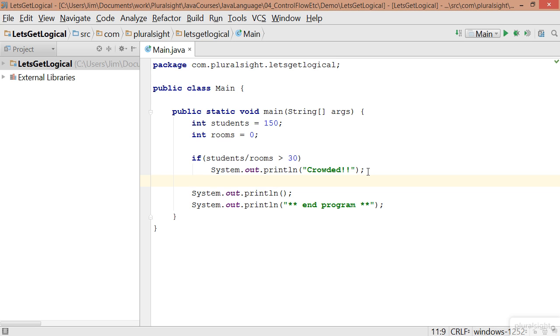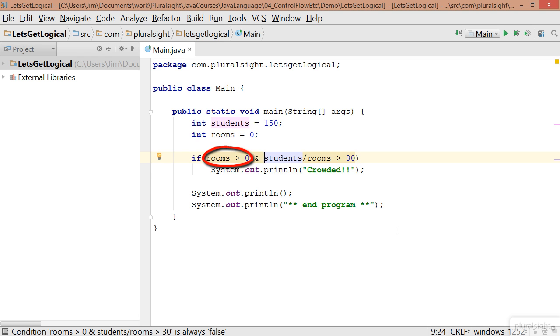So what I really want to say is, if rooms is greater than 0 and students divided by rooms is greater than 30, then I'll print out that message. So what I'll do here is put in rooms greater than 0 and students divided by rooms greater than 30. That way we'll do both tests. Rooms is greater than 0, so it's going to be a valid division, and then the result of the division. So let's go ahead and run this.